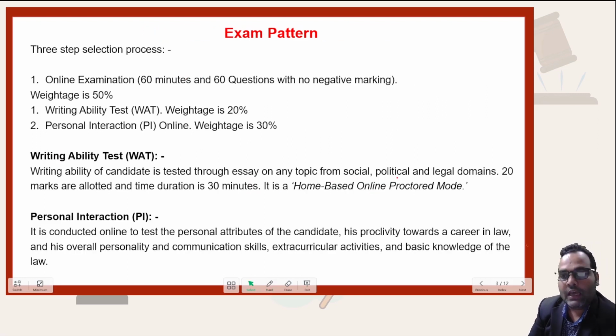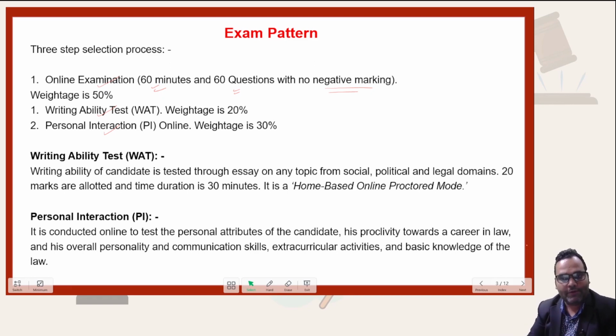And the two different law courses which are offered at the undergraduate level are BA LLB Honors and BBA LLB Honors. Now, if you look at the exam pattern of this exam, it is a 3-tier process. First is the online examination, second is the written ability test, the third is personal interaction. The online examination is of 60 minutes consisting of 60 questions with no negative marking. It is very important for making your strategy that here there is no negative marking in the online examination. Then you have the written ability test where the weightage is 20%, and then personal interaction online where the weightage is 30%.